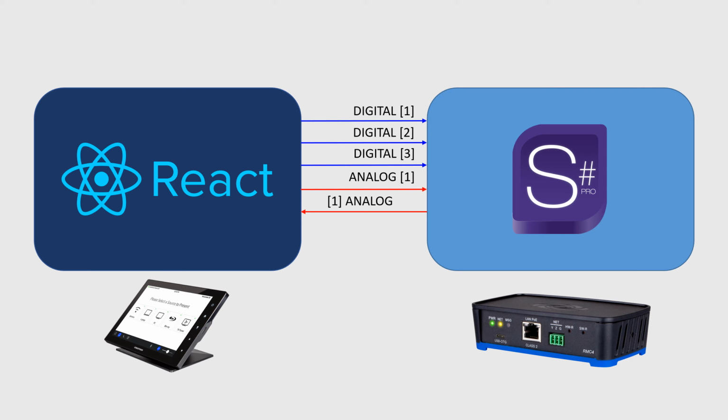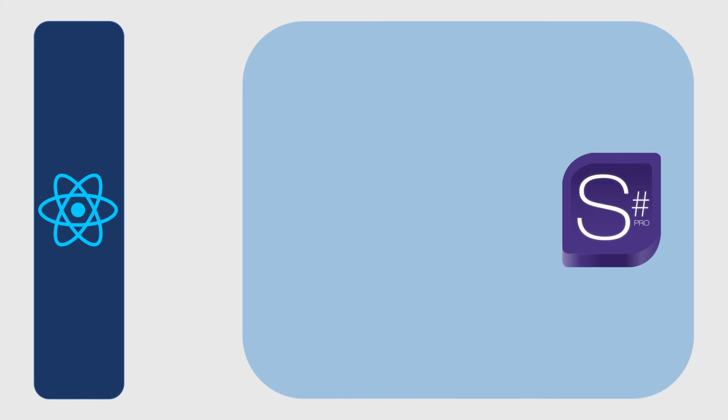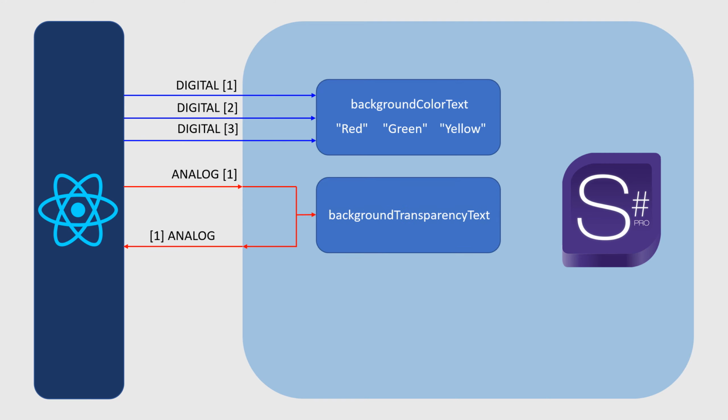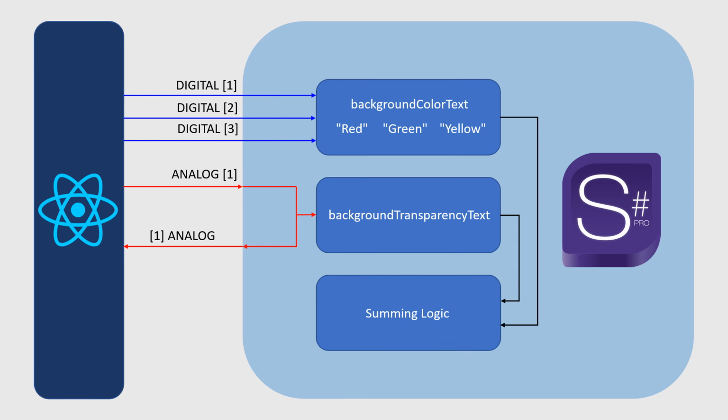The second response will be a serial value, and that will be the text which will describe the background behind the buttons. Depending on the pressed button, we will save the text which will represent the color in the variable backgroundColorText. Also, depending on the analog input, we'll create a backgroundTransparencyText which will tell us how transparent the background is. Finally, depending on the combination of the digital and the analog inputs, we'll create a title that we will send as a serial response.